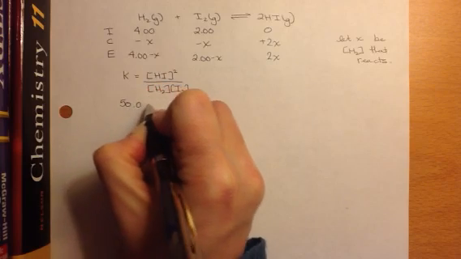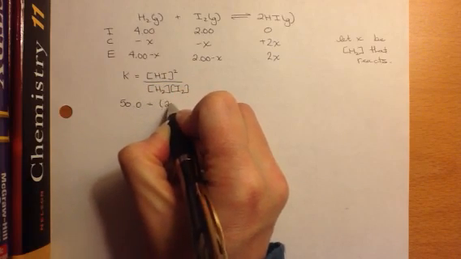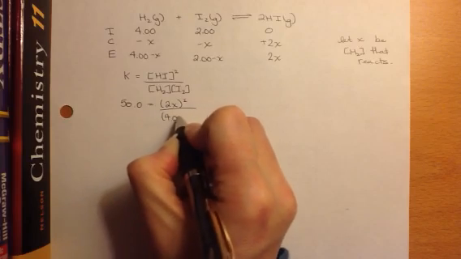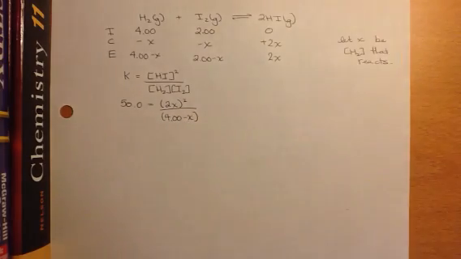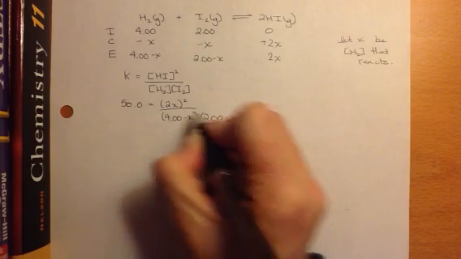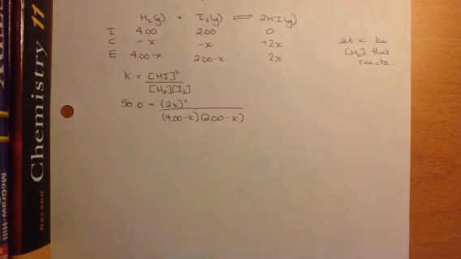K is equal to 50. The hydrogen iodide is equal to 2x, and that will be squared, over the hydrogen, 4 minus x, and the iodine, 2 minus x. In our previous question, at this point, we were able to square root both sides. Of course, we can't do that here because the values for the hydrogen and iodine are not equal to each other. So we're going to have to simplify this equation and use the quadratic to solve it.